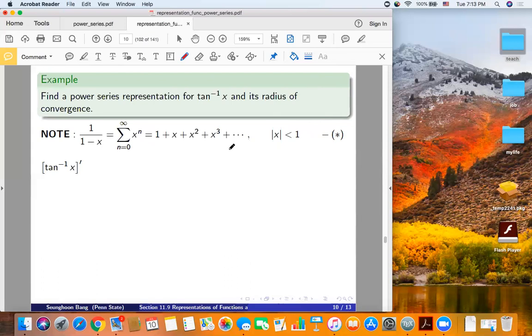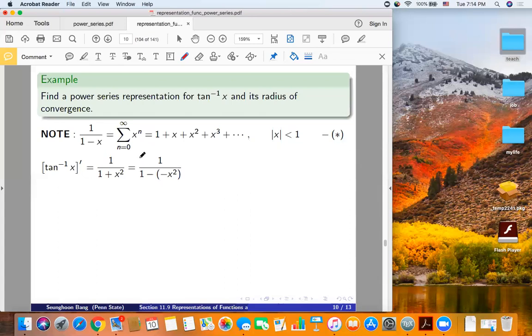Do you know what inverse tan x prime is? What is the answer? Is it 1 over 1 minus x? What do you think? So what is the answer? What's the derivative of inverse tangent of x? The derivative of inverse tangent of x is here: 1 over 1 plus x squared.